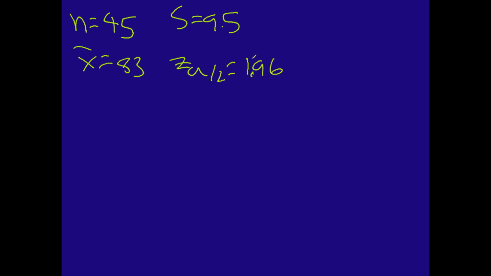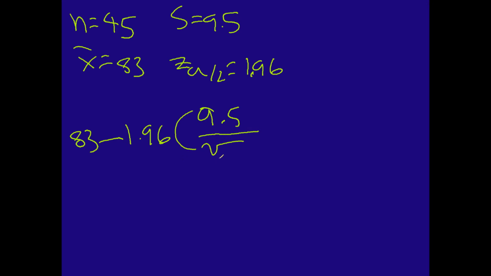That's what we got. So here we go. We're going to set this up now. The first thing is going to be the sample mean. That's going to be 83. We already know that. Minus 1.96. I hope you remember that from the previous slide. Now divided by 9.5. This is our standard deviation, over the square root of 45. This is our sample size.